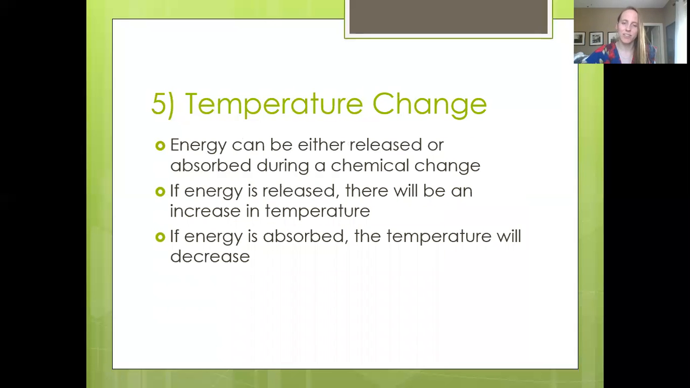Temperature change, that could be it either getting colder, which means that energy was absorbed by the reaction, or it's getting warmer, which is a sign that energy has been released from the reaction. So either endothermic or exothermic reactions that are happening.